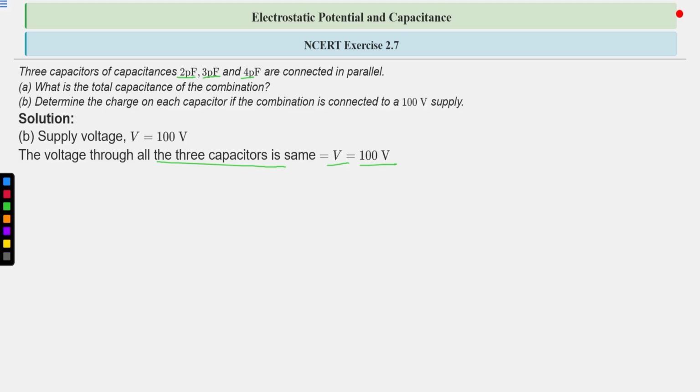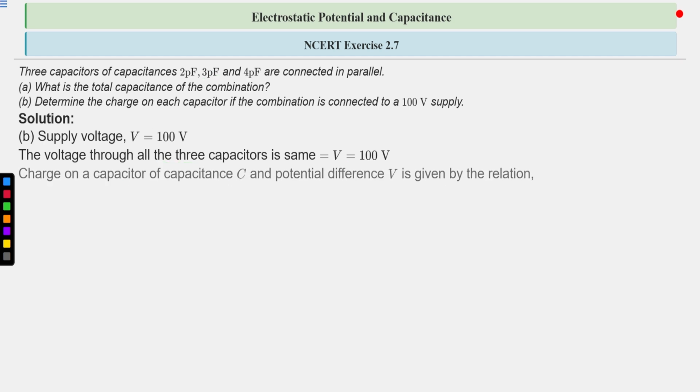We can find the charge on each capacitor by the formula Q equal to CV. So V is same for all the capacitors, but C is different. So Q will be different for each capacitor. So charge on a capacitor of capacitance C and potential difference V is given by the relation Q equal to VC. Put it as first equation.